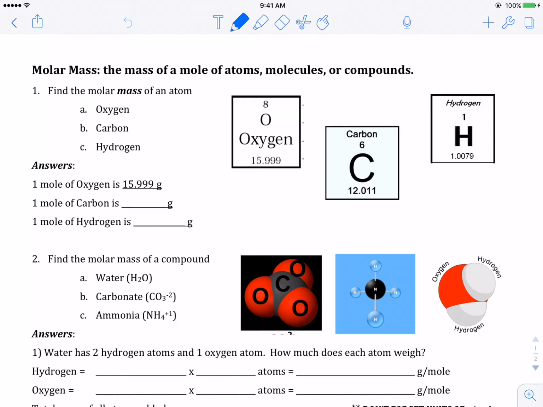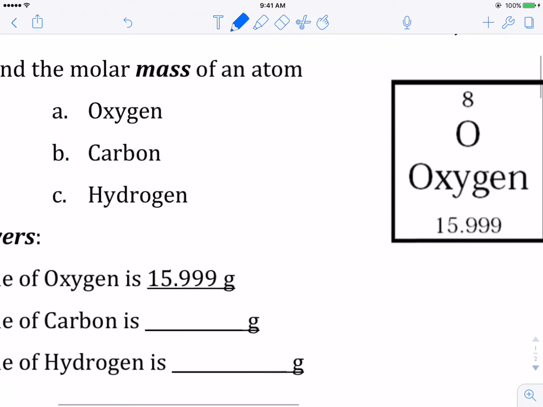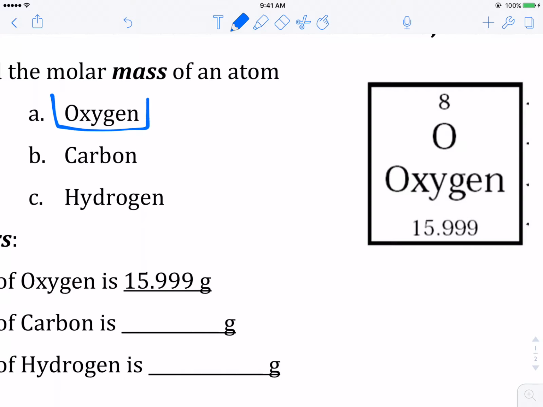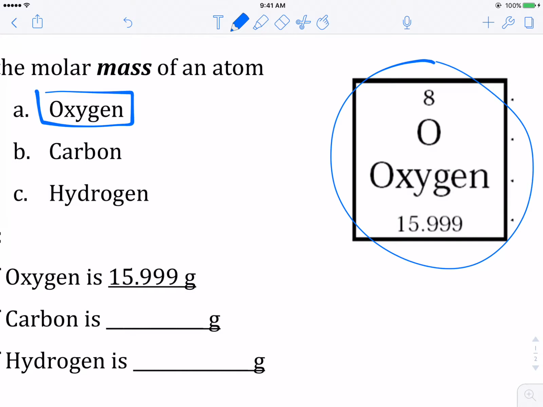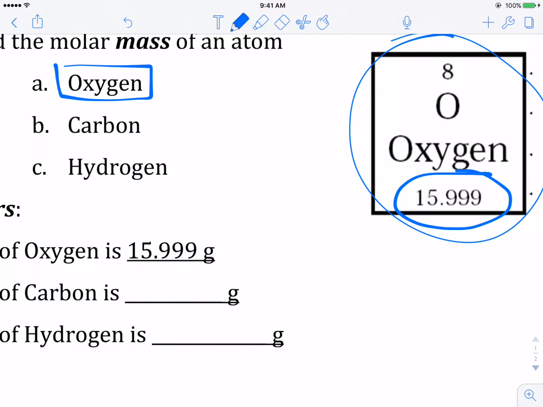The molar mass of an atom is simply the amount of grams in 1 mole of that substance. And you can look in the periodic table to find the molar mass. For example, if I were to find the molar mass of oxygen, I would find it on the periodic table. And this atomic weight down here tells me the number of grams of oxygen there are in 1 mole of oxygen. Now, it's listed as 15.999.